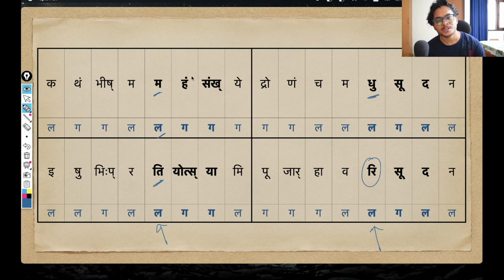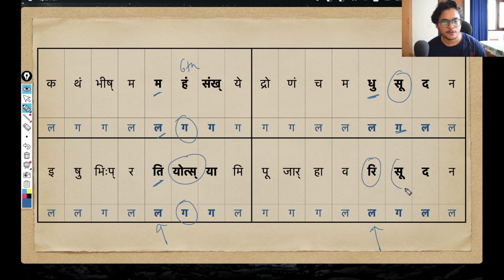Then the second rule was that the sixth syllable should always be Guru. So see, this here is Guru. Then this here, Su, it is Guru. Then you have Yots, clearly Guru. And then you have Su, again Guru. So that condition is also satisfied. Okay, so far so good.